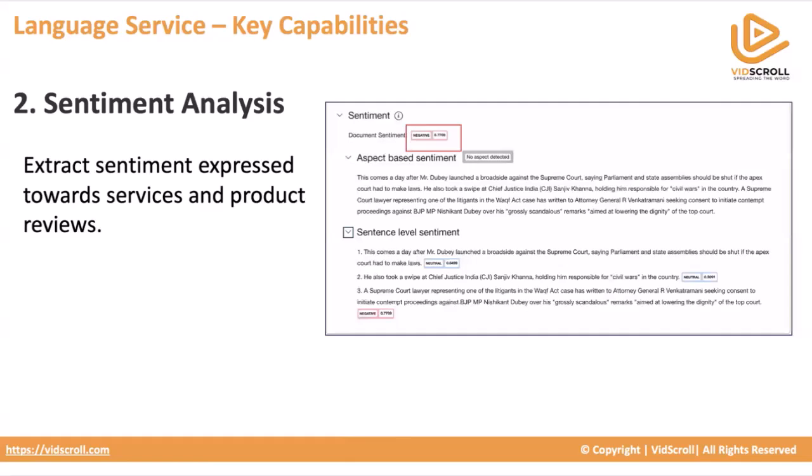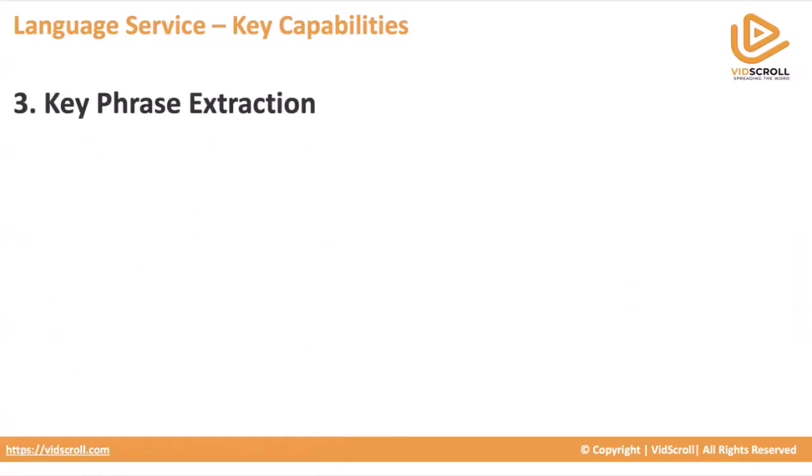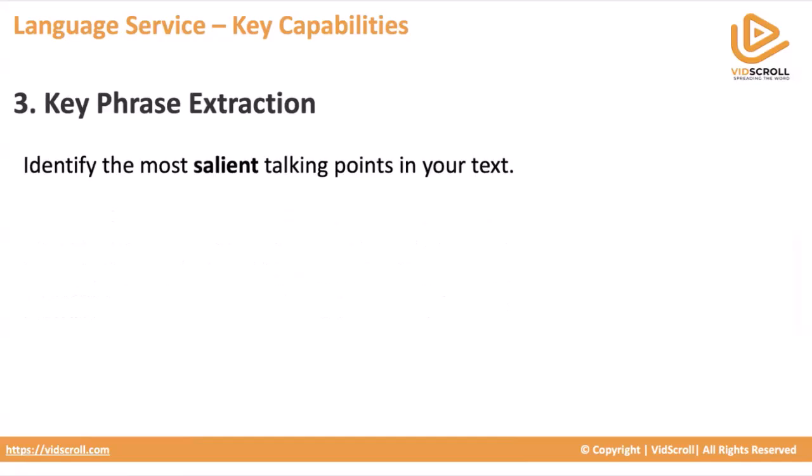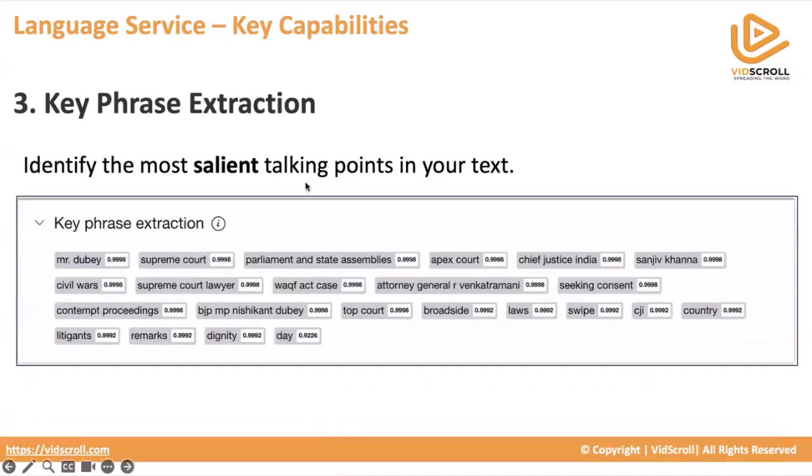The next is key phrase extraction. It can identify the main talking points in your text. For example, you have given a text, and it can extract key phrases like parliament and state assemblies, apex court, Supreme Court lawyer, the most used keywords in the text.